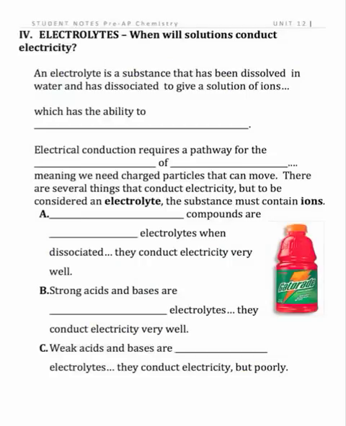Let's look at some of the properties that can happen when things ionize. For one, we get electrolytes. What we find is that an electrolyte, when we form ions in solution, that substance has the ability to conduct electricity. And you'll understand why I have a bottle of Gatorade there in just a minute.